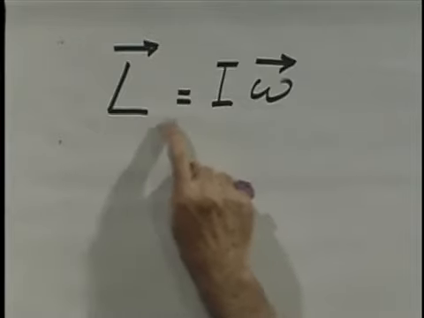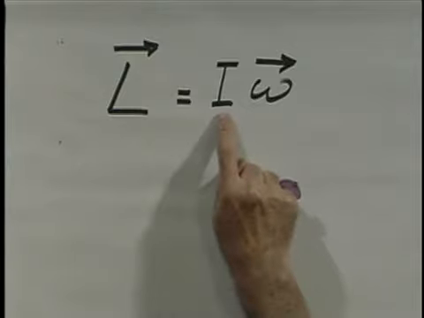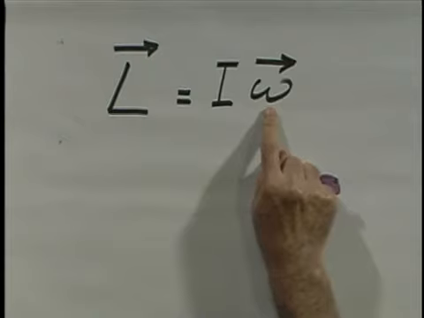If no external torque acts on the object, then angular momentum is conserved. Let's take a situation whereby angular momentum is conserved, but the moment of inertia changes. If the moment of inertia changes, and angular momentum is conserved, then L is not going to change. I is going to change, so omega must change.